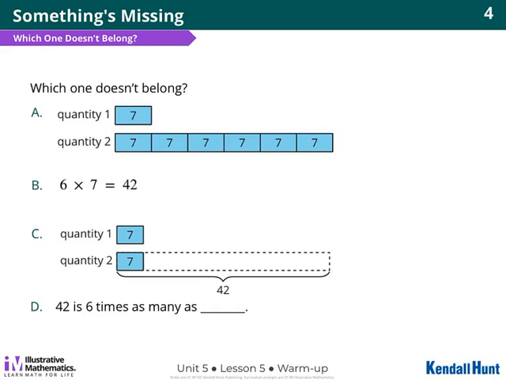All right, here's our warm-up. It is called Which One Doesn't Belong? I'm going to give you a couple of minutes. And what page is this on? 22. So we're looking at page 22. Which one doesn't belong? And then we'll share in a couple minutes.